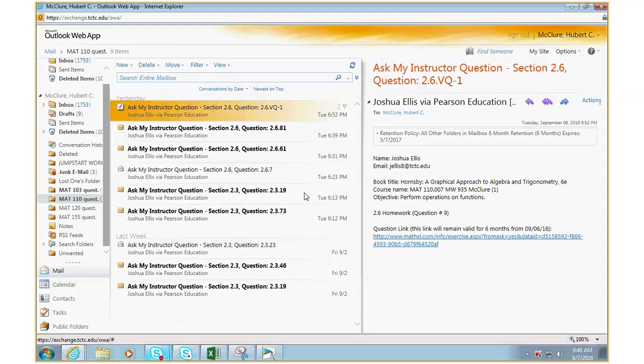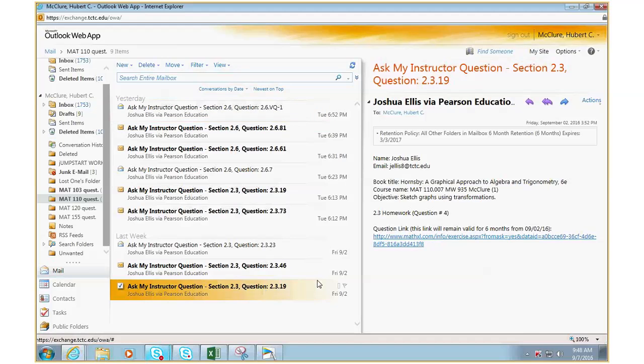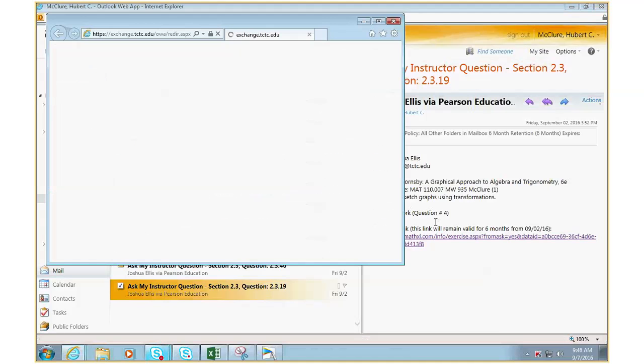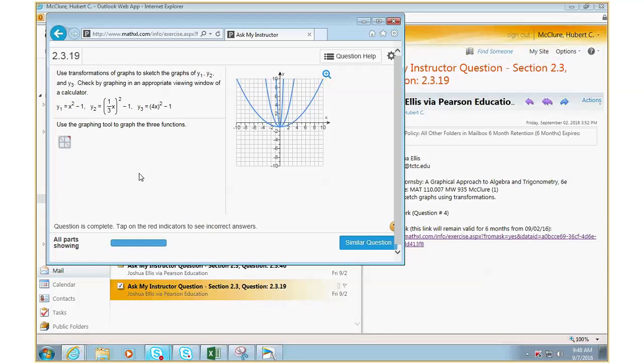Somebody will. But 2.6, 2.3, here's 2.3, number 19. That's the same one, so we'll do that one. This is the lowest one. This is 2.3, number 19, number 4 online. All right, so use the transformation of graphs. I think this has already been done.